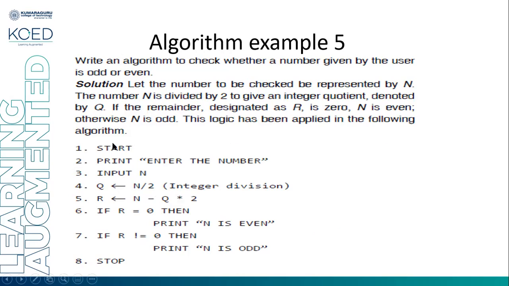Start. Ask the user to enter the number. The number is stored in n. Then the quotient q equals n divided by 2, where n is the dividend and 2 is the divisor. The remainder is calculated as n minus q times 2. By this value we calculate the remainder. If the remainder is 0, then print n is an even number. If the remainder is not equal to 0, then print n is an odd number.